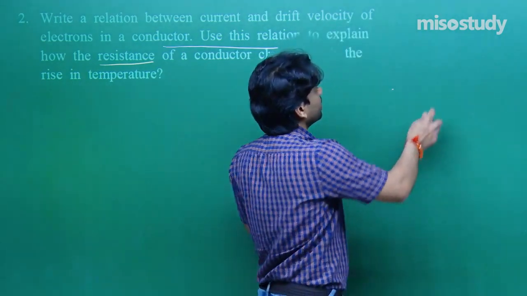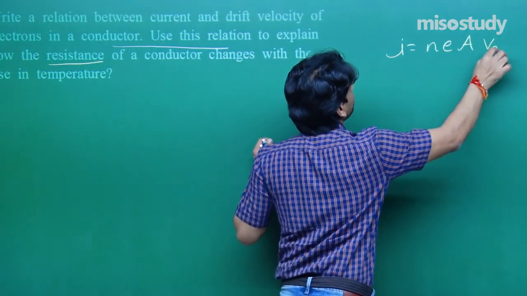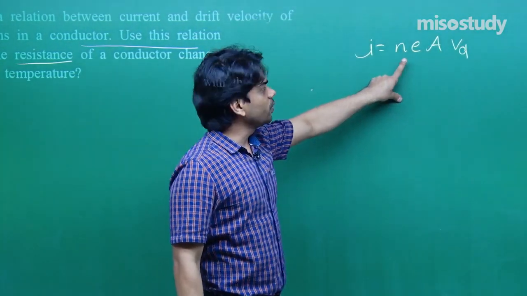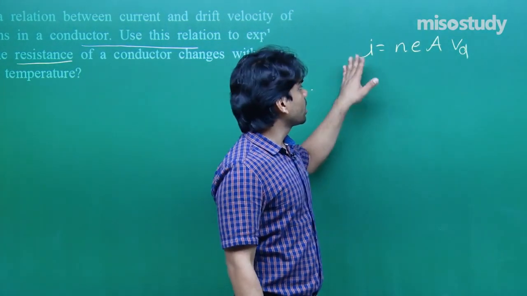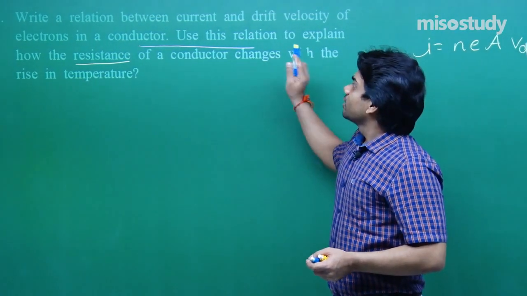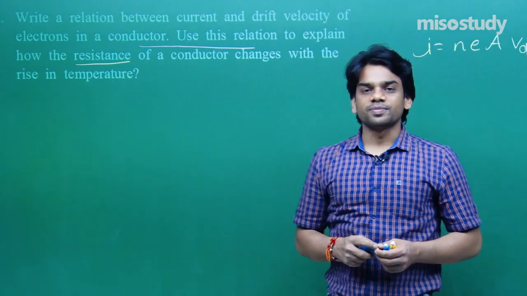We all know that current is related with drift speed as I equals n e A v_d. Symbols have the usual meaning. n is the number of electrons per unit volume, e is electronic charge, A is the area of cross section, v_d is the drift velocity, I is the current. So, write the relation between current and drift velocity. We have written that.